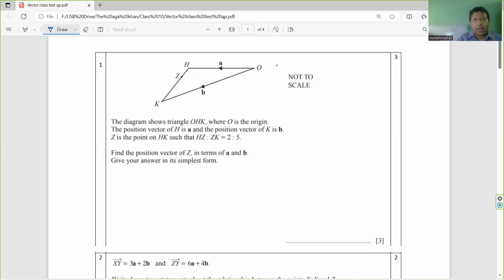The diagram shows triangle OHK, where O is the origin. The position vector of H is A. The position vector of K is B. And Z is the point on HK such that HZ ratio ZK equals 2:5. Find the position vector of Z in terms of A and B. Give your answer in its simplest form.